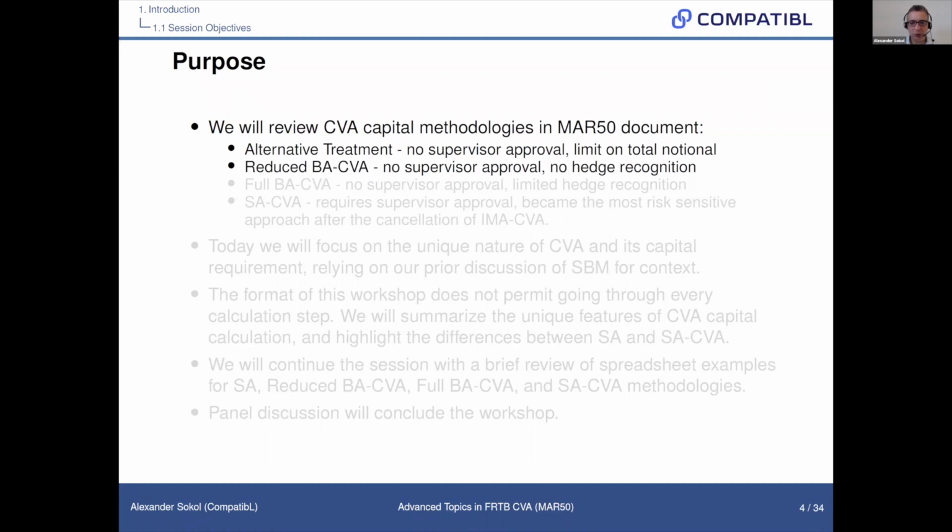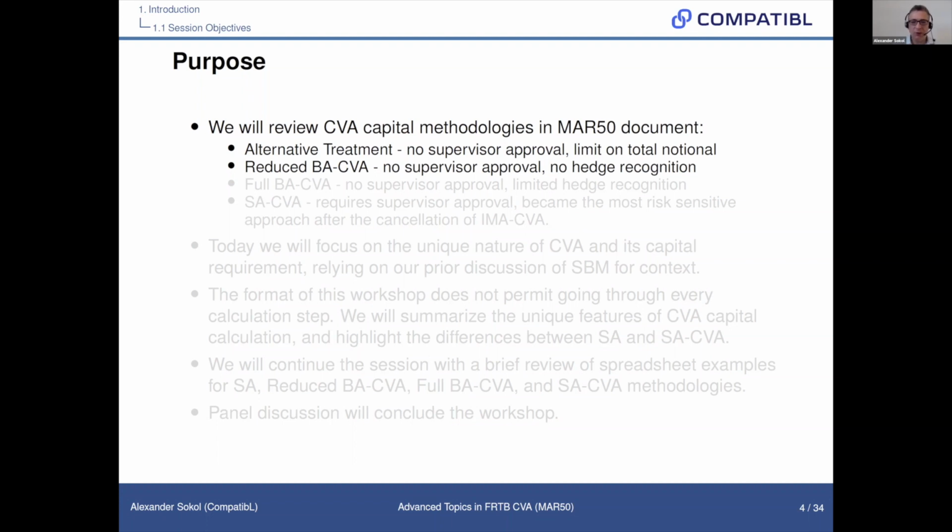Then there are not one, but 2 basic CVA approaches. One is BA-CVA, which stands for basic approach for CVA. One of them has no supervisor approval and no hedge recognition. So this is something perhaps for a bank that doesn't do much trading that attracts CVA and doesn't hedge CVA. It's just something better than this alternative treatment.